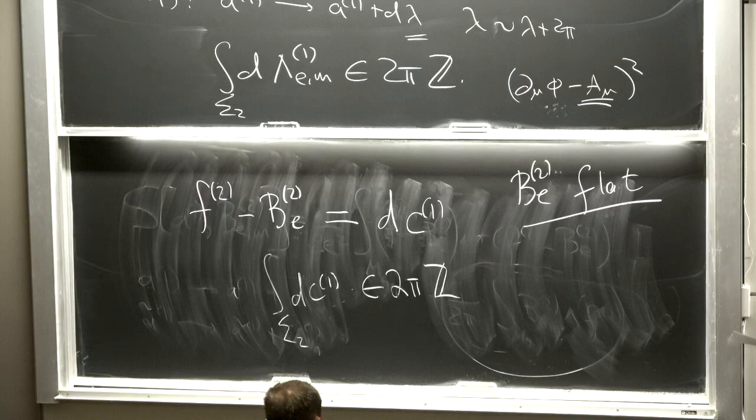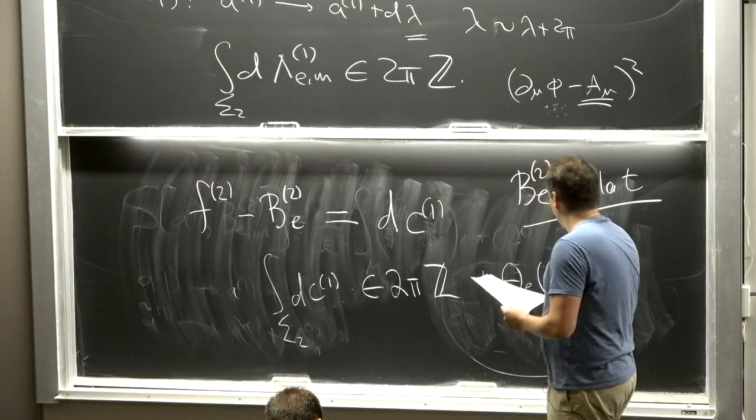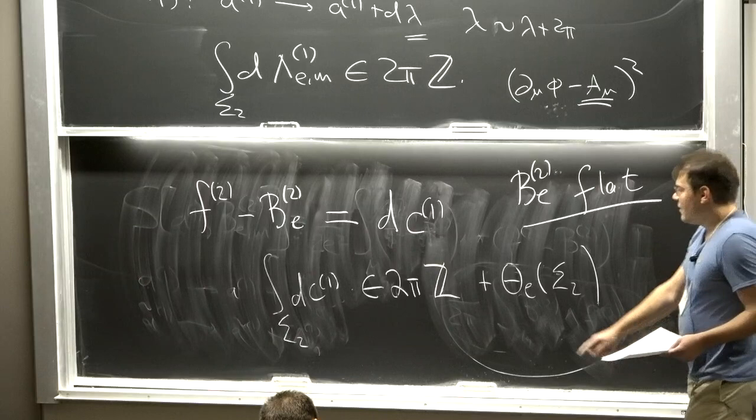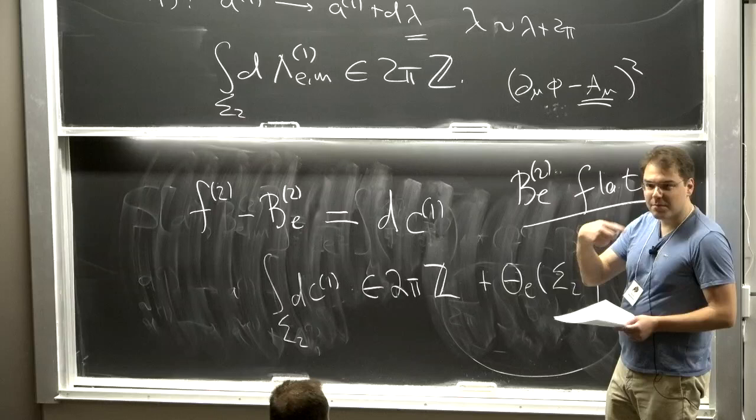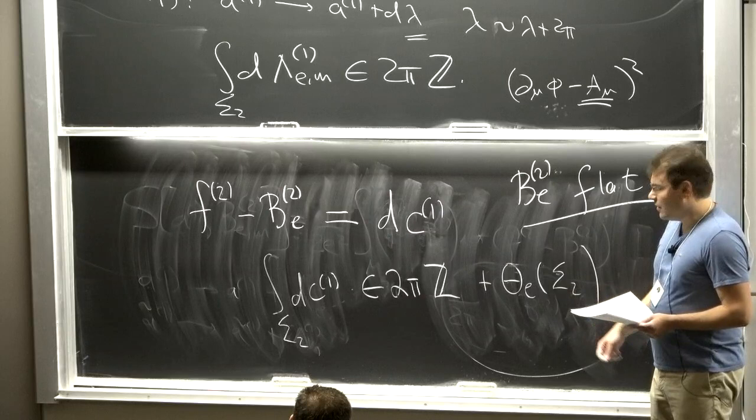If you integrate this equation, you'll see that the fluxes of C are not in 2 pi Z, they're shifted precisely by the holonomy of B on that 2-cycle. And since we reviewed yesterday that the 2 pi Z quantization of the fluxes is related to the standard periodicity of gauge transformations for the gauge field, this means that having such a modified flux quantization means that the periodicity of C must adapt itself locally to accommodate this rule. So this is sometimes called a twisted gauge field.